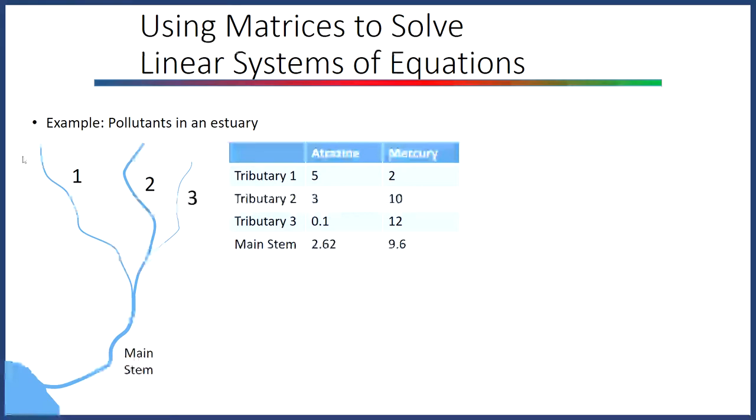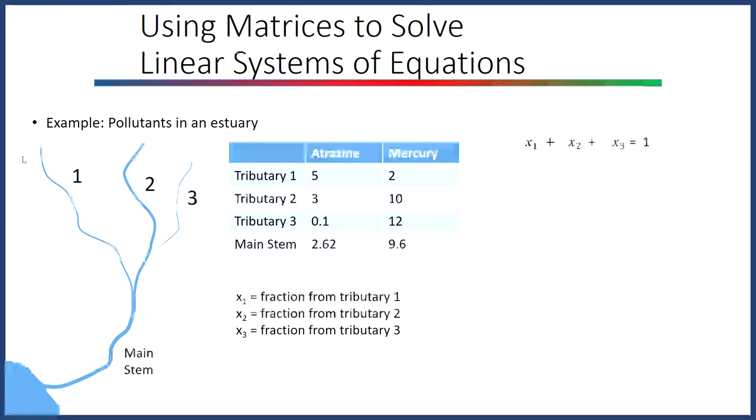All right, our next step is to figure out how we can write this as a system of equations. Let's define x1 as the fraction of river water coming from tributary 1, x2 as the fraction of river water coming from tributary 2, and x3 as the fraction of river water coming from tributary 3. Now we can write out a system of equations. We know that the sum of the fractions of water coming from the tributaries has to be equal to 1. So we can write that x1 plus x2 plus x3 equals 1. Next, we can put together a mass balance for atrazine.